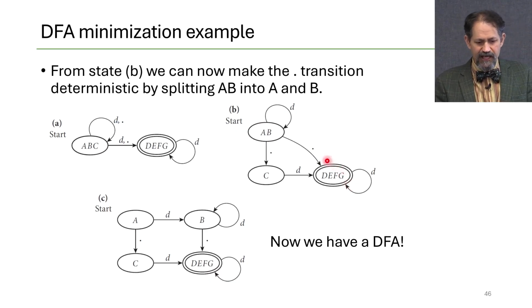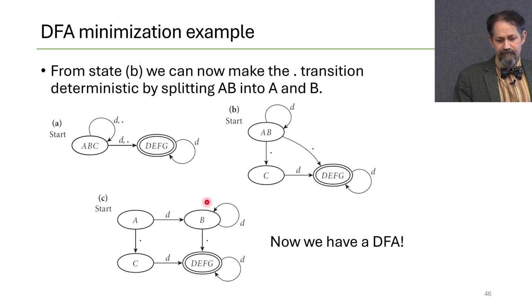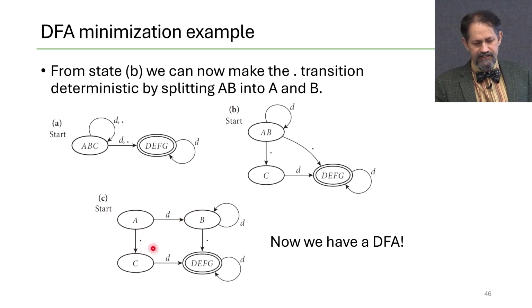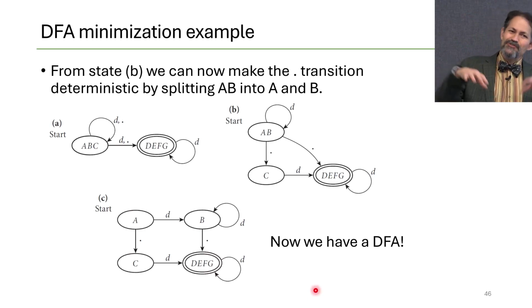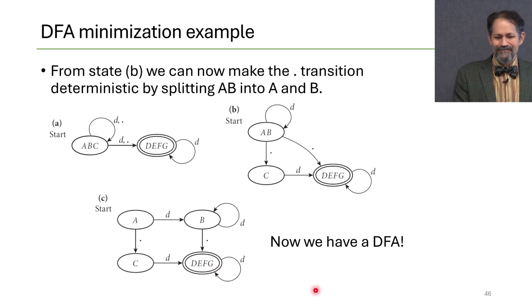So in this case, we can split AB into A and B, and then the D transition moves from A to B. That's just from the old diagram. And then from A, we move to C on dot, and from B, we move to D, E, F, G on dot. And so now we have a deterministic finite automaton, but it's much smaller than the one we had before.